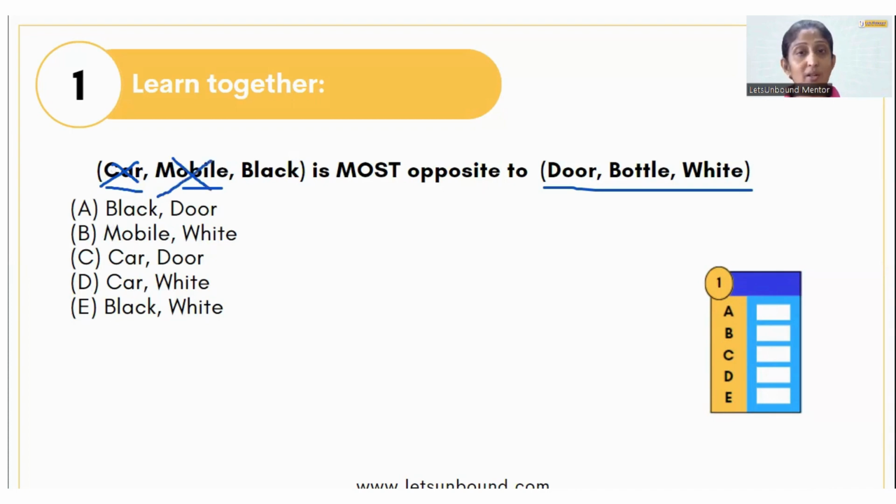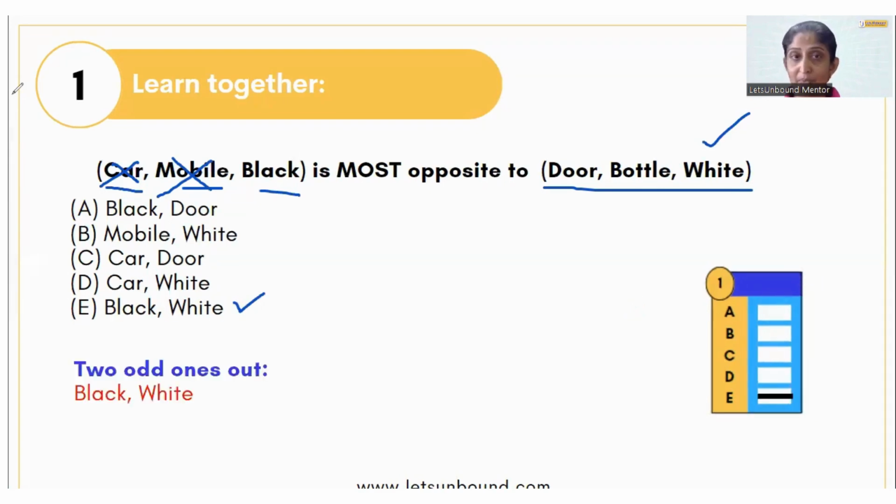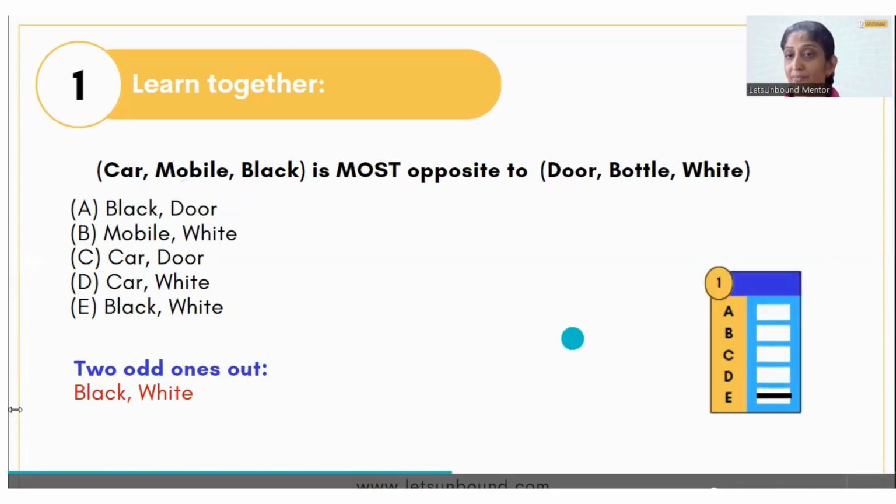Now let us check for the third option, black. The opposite word of black is white. So black is the most opposite to white, which fits perfectly. So the correct option that we can have here is black is most opposite of white. Hence, the option E is the correct answer.